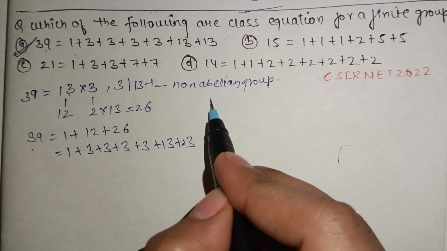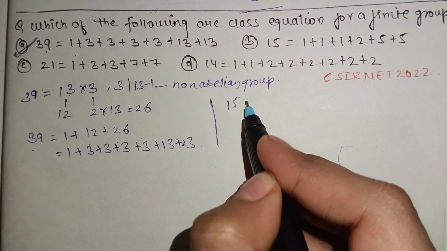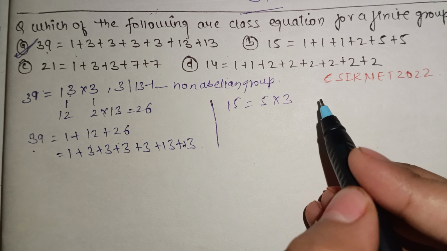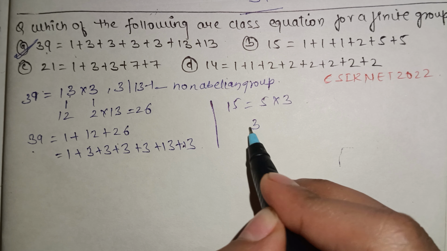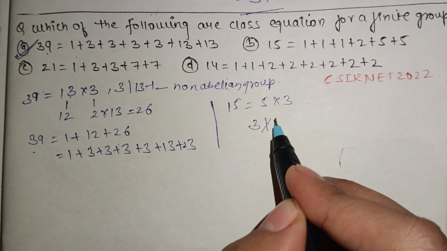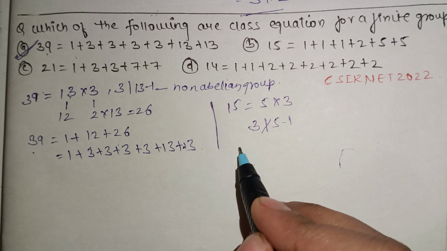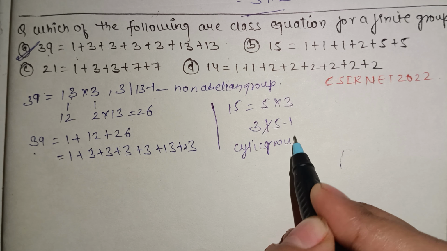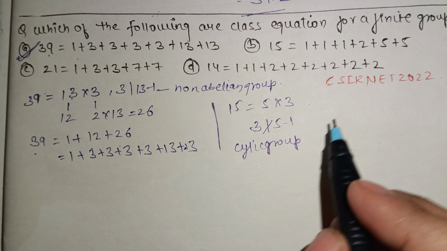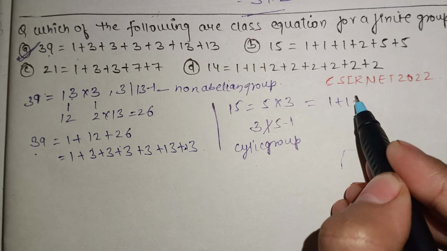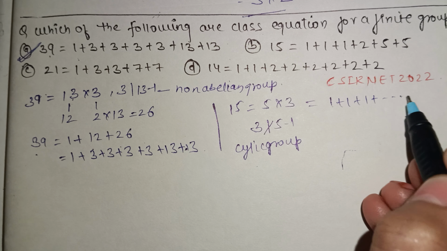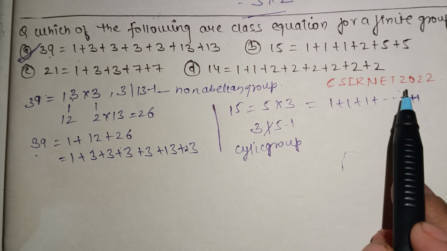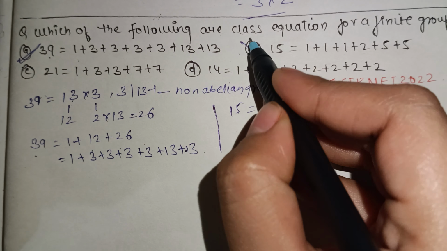Next we see 15. 15 is also of the 5 into 3 type, P into Q form, and here 3 does not divide 5 minus 1. So this group is a cyclic group. So its class equation is what? 1 plus 1 plus 1 plus and so on, 1. That is, all elements go in the center. So this is not correct.